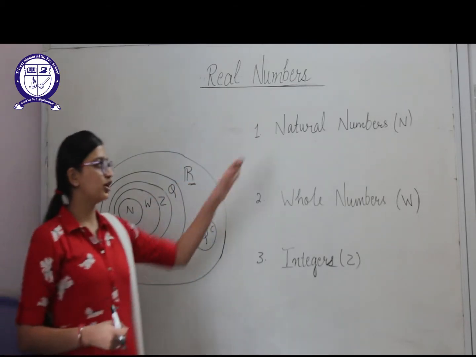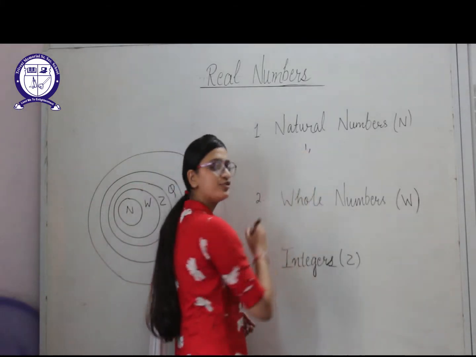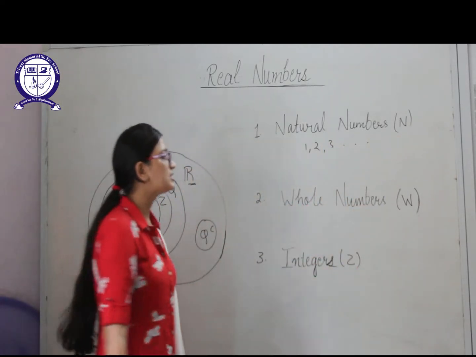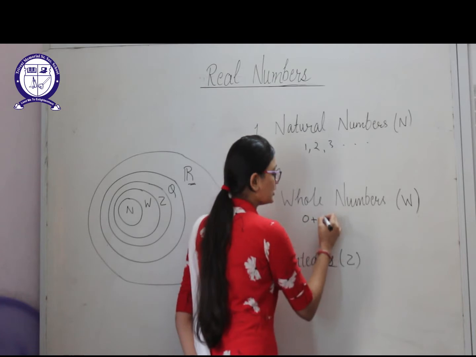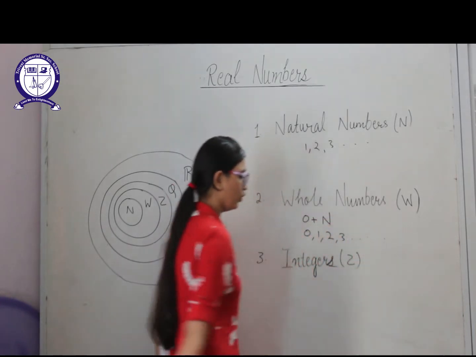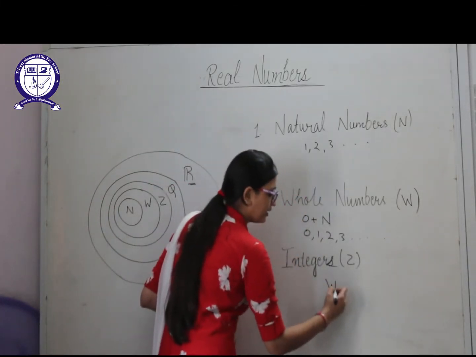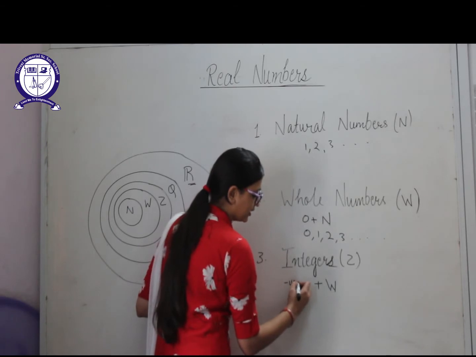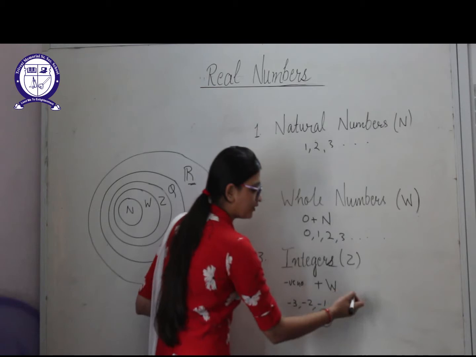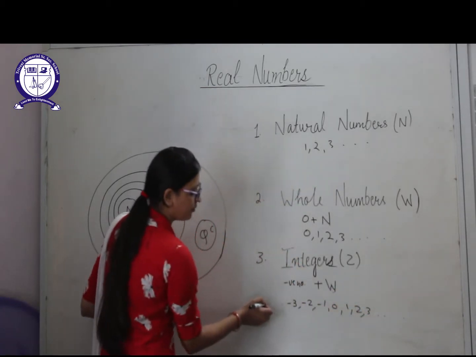Now coming to natural numbers, we have studied in our previous classes that natural numbers are the numbers which start from 1 and go on indefinitely. Now the whole numbers are 0 plus all the natural numbers, that is 0, 1, 2, 3 and so on. Now integers is another set which contains the whole number set plus the negative numbers. Negative numbers are -3, -2, -1, and the whole numbers are 0, 1, 2, 3 and so on.